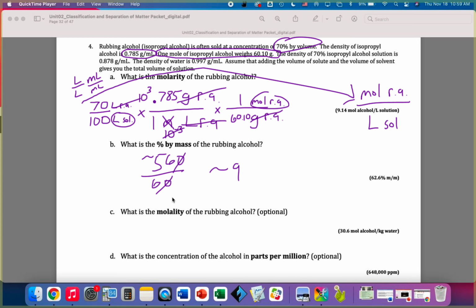So we've got 70 divided by 100 times 10 caret 3. I always like to hit enter after using exponents just so my order of operations doesn't get messed up. So at this point I'm at 700 times 0.785 divided by the 60.10, and sure enough I get 9.143094842. As far as sig figs go, the 70%, those are just kind of whole numbers. I'd go with the 0.785 has 3 sig figs. 60.10 has 4 sig figs. So yeah, let's go with 3 sig figs, 9.14.